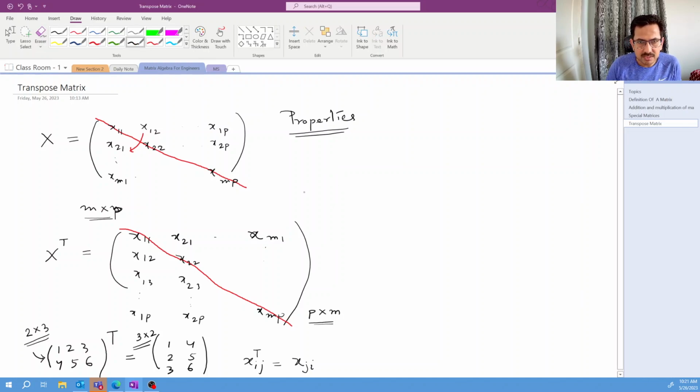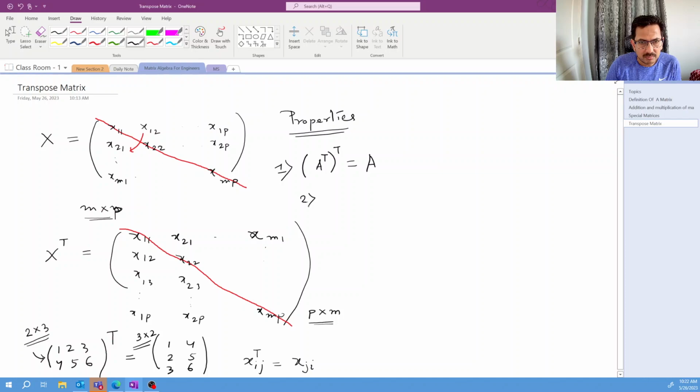Okay, let's consider I have a matrix A and the transpose of that matrix, and again if you do the transpose of that matrix, the property says that it will return back to the original matrix. So this is a very important property, and this is property number 1.